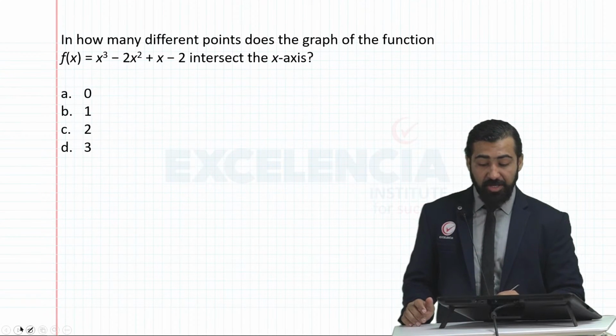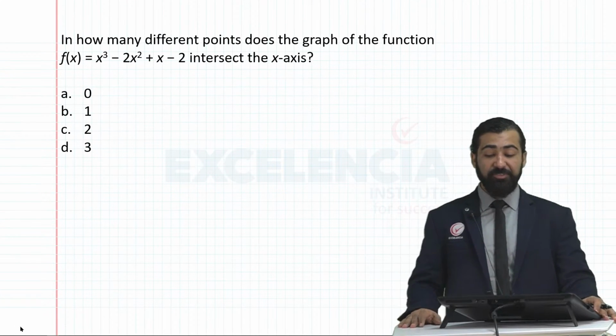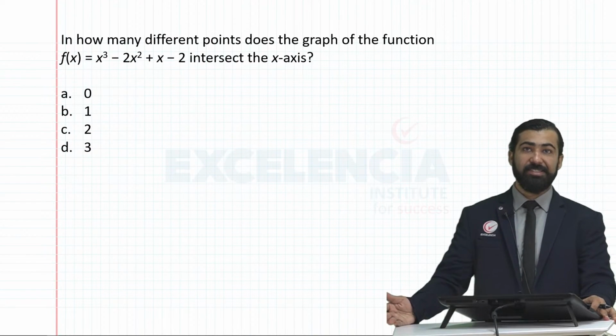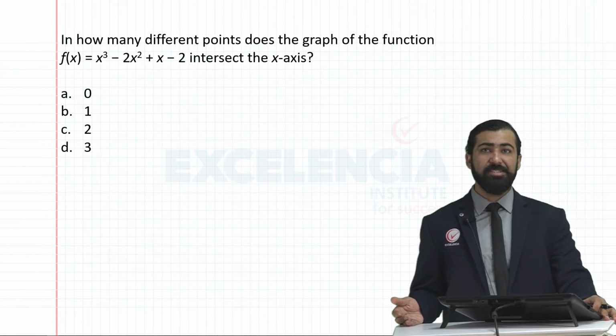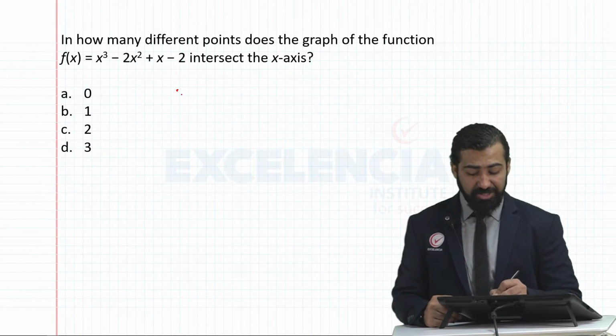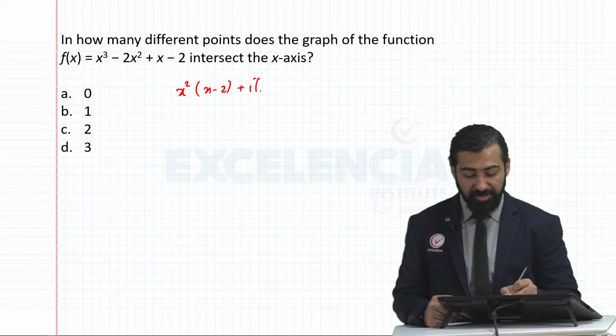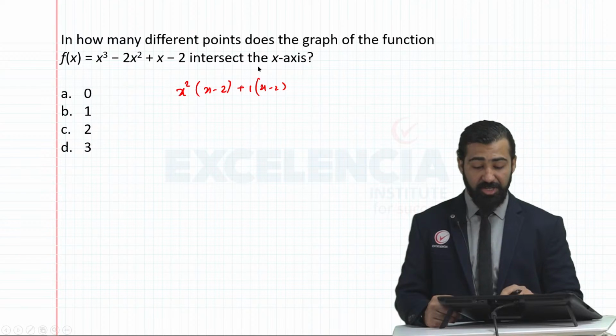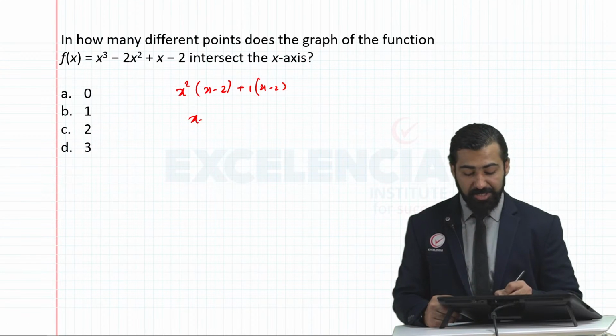Then next, how many different points on the graph does the function intersect the x-axis? That means basically the question is asking us how many roots of this function exist. So when I factorize this, I take x square common, I'll get x minus 2, plus I take 1 common, I'll get x minus 2. Since both of them give me the same factor in common, I take that common, I get x square plus 1.